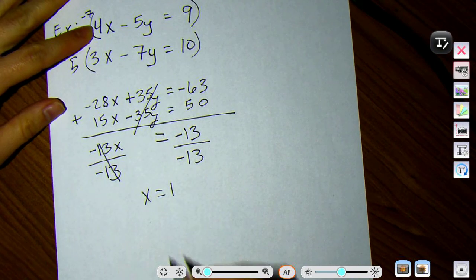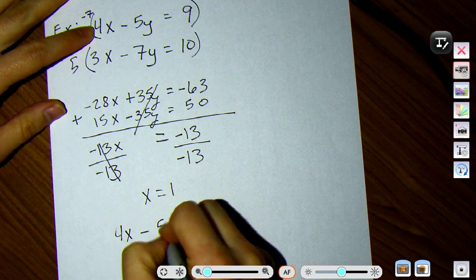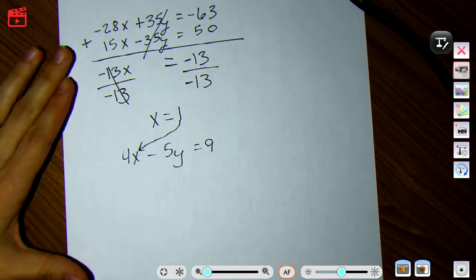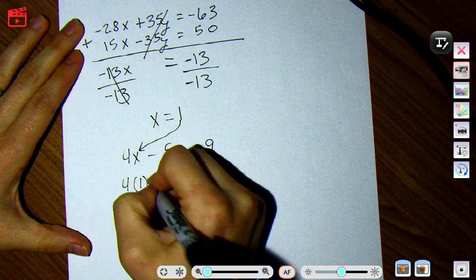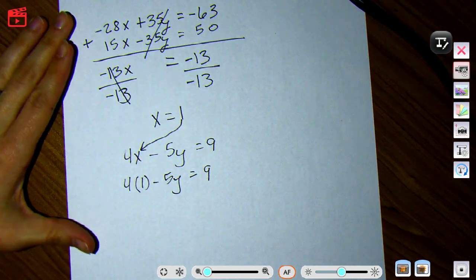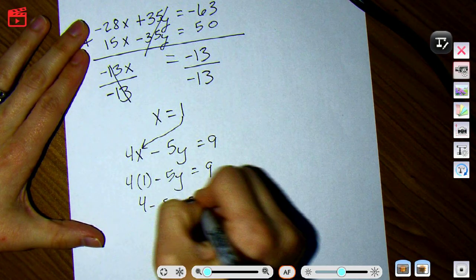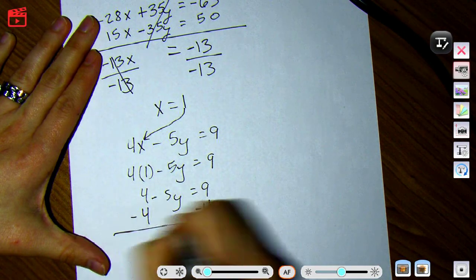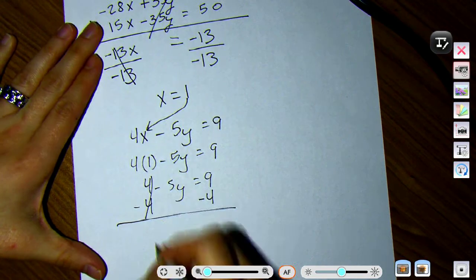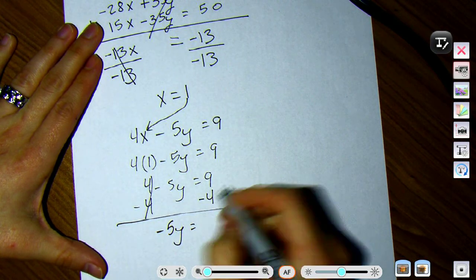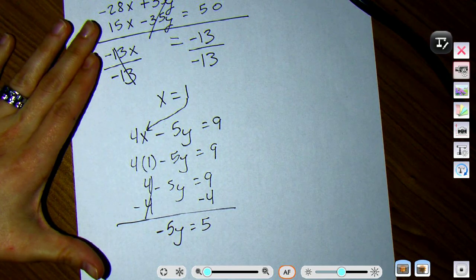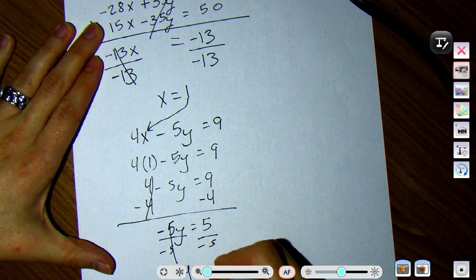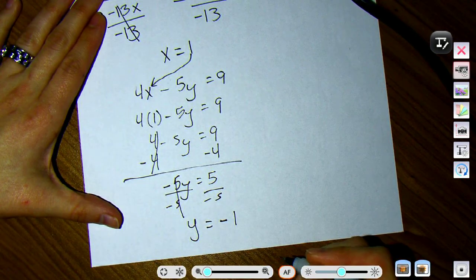So I'm going to take 4x minus 5y equals 9. And we're going to plug 1 in for x and solve for y to complete the solution. So I have 4 times 1 minus 5y is equal to 9. So 4 minus 5y equals 9. My goal here is to solve for y, so I'll subtract 4 from both sides. 4 minus 4 cancels. So I'm left with negative 5y equals 9 minus 4, which is 5. Divide both sides by negative 5. And I get that y is equal to negative 1. So I found my x value, I found my y value.